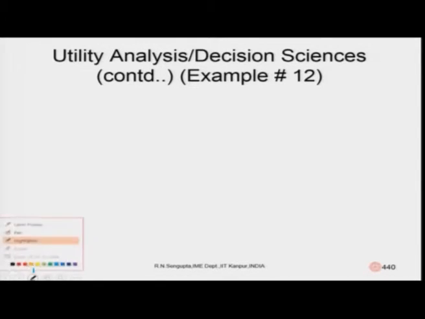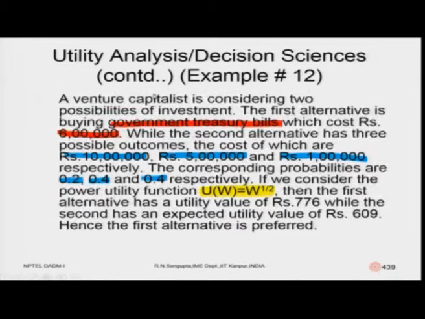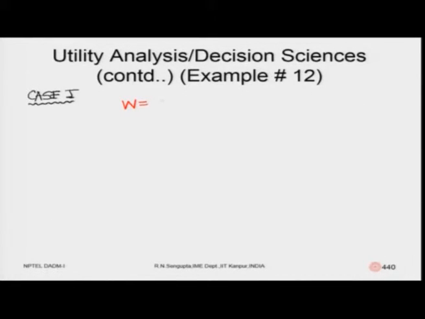So, let me write the cases. This is case 1, which is for the government one. For the government one, you invest some value of w, which is equal to, I think it is 6 lakhs, right, 6 lakhs.